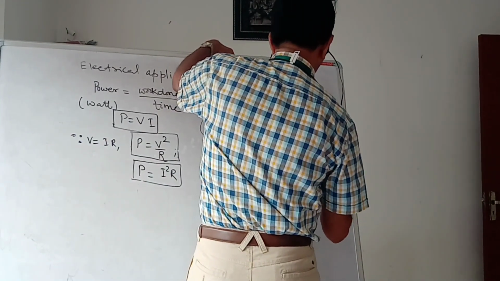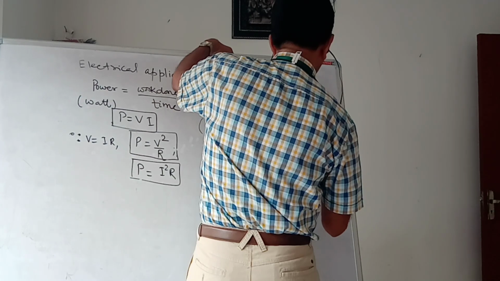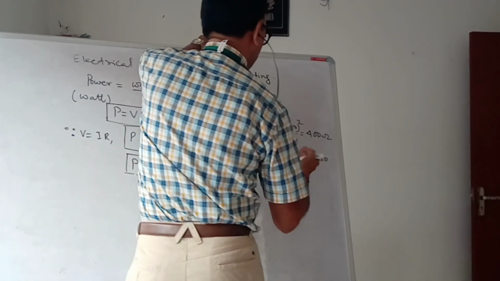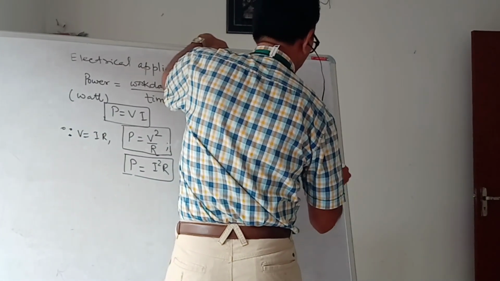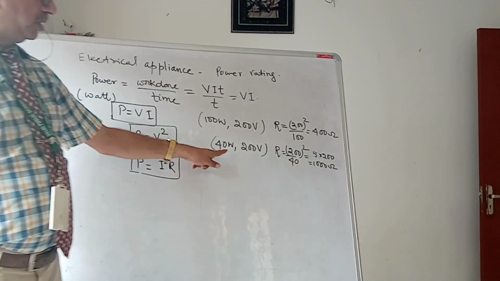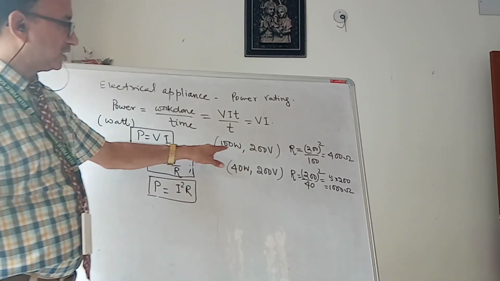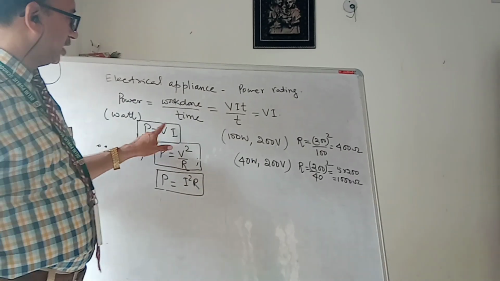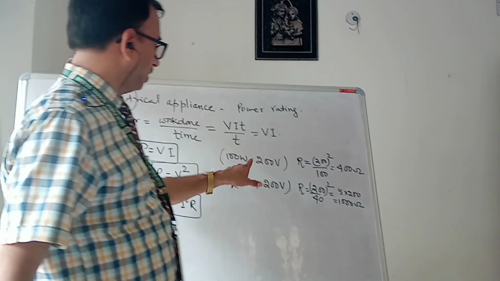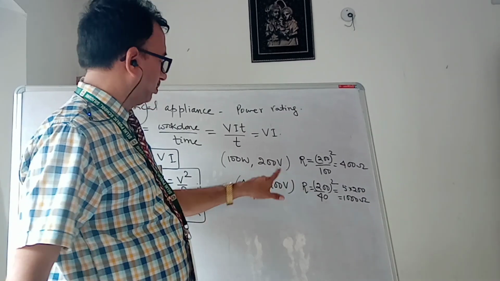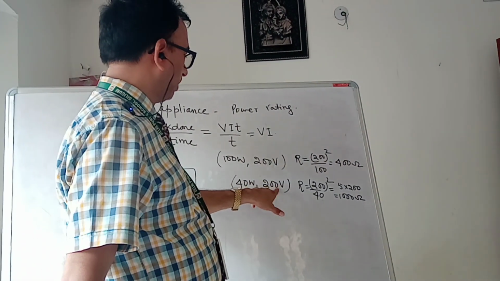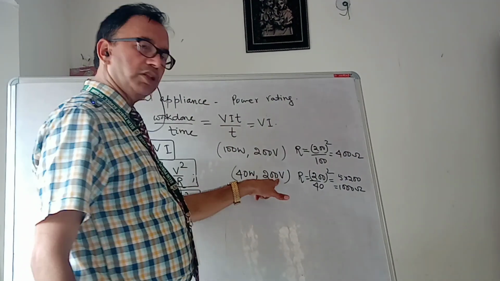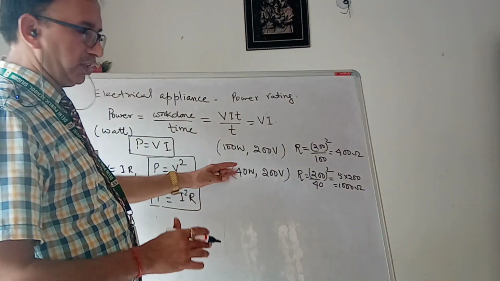It will be 5 into 200, so it will be 1000 ohm. So you will find the second bulb has a higher resistance. Now what is the amount of current that each bulb will draw? P equals VI, so I equals P by V. So I will be 100 by 200, which is 0.5 ampere, and for the other, 40 divided by 200, that is 1 by 5, so it will be 0.2 ampere. Like this we can calculate.